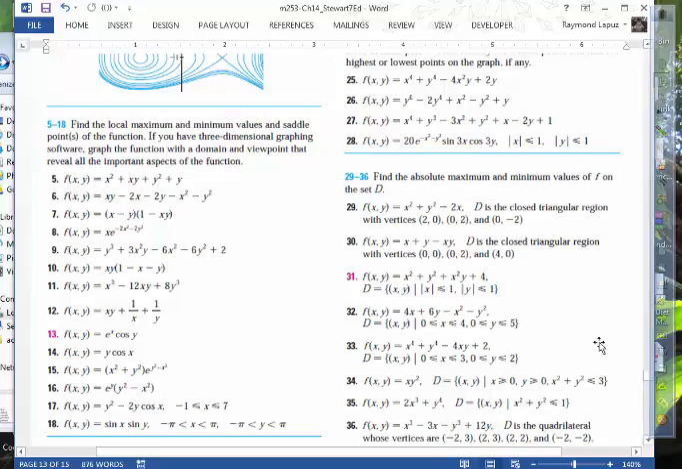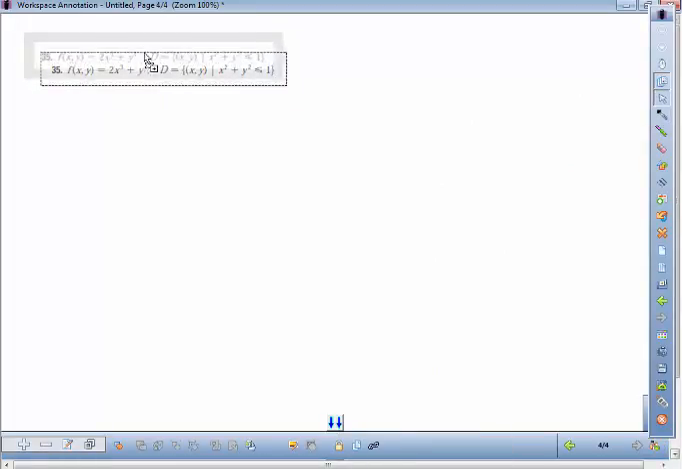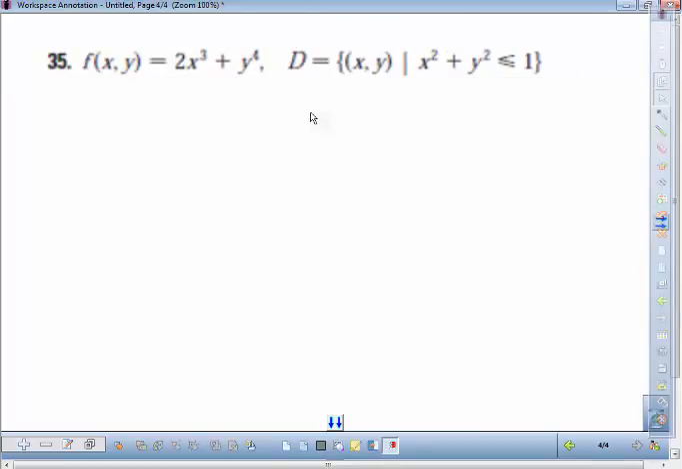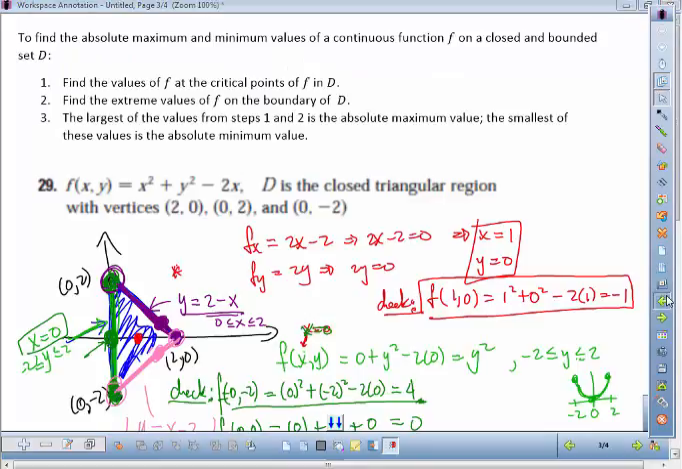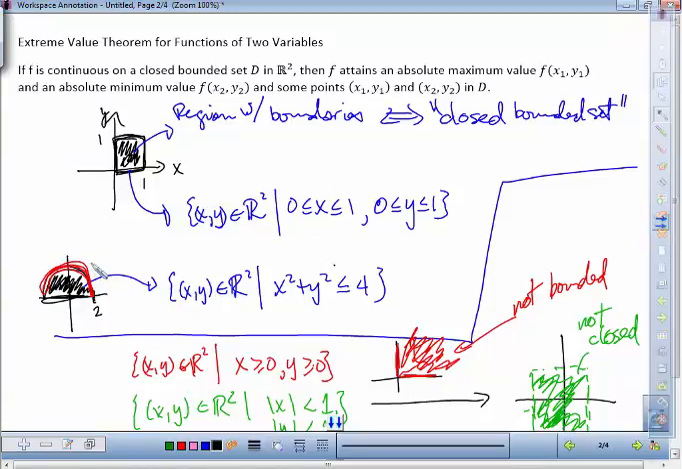Number 35. Oh, you know what? I think I did something wrong. This example over here, I only took the top half of the circle, so that has to be y is bigger than 0. So make sure you add that in your notes if you're taking notes.